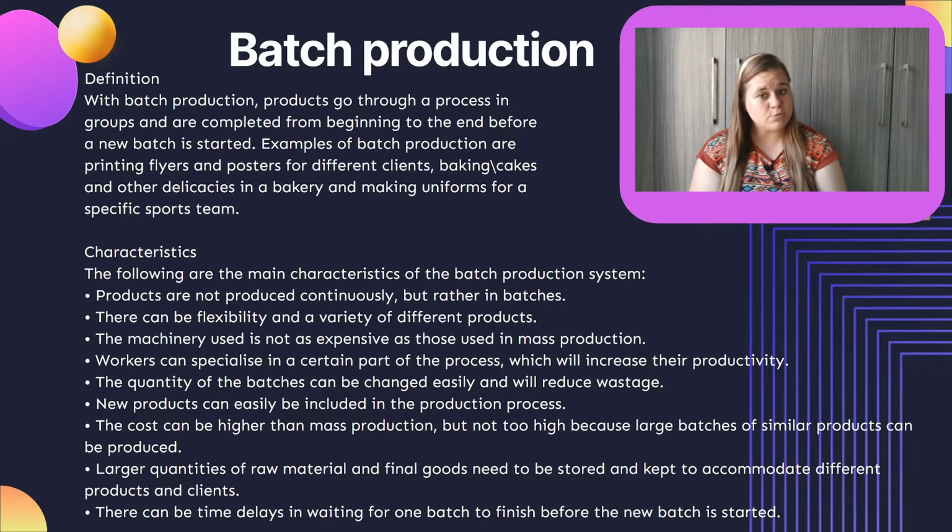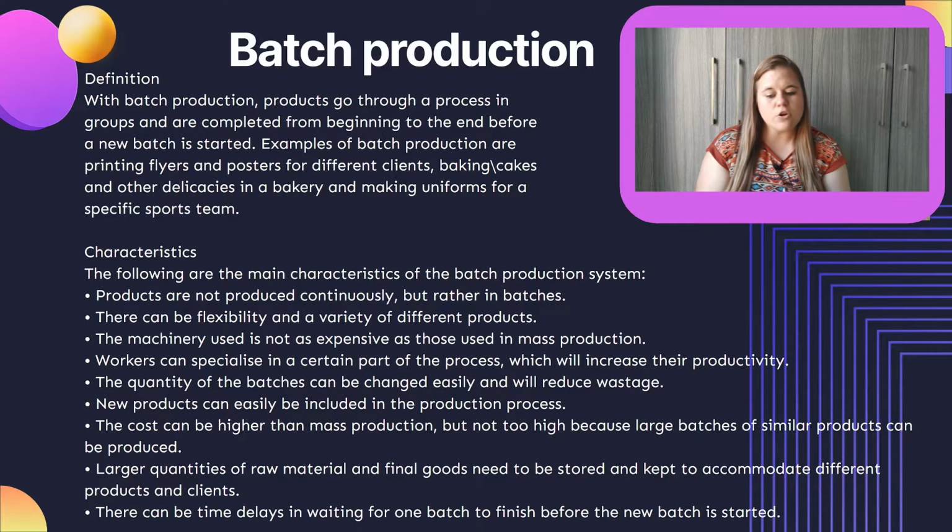Now we're looking at batch production. Definition. With batch production, products go through a process in groups and are completed from beginning to end before a new batch is then started. Examples of batch production include printing flyers, different posters for different clients, baking cakes and other specialized delicacies in a bakery, also making uniforms for a specific sports team.